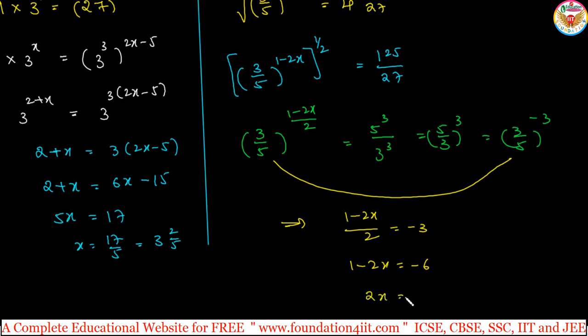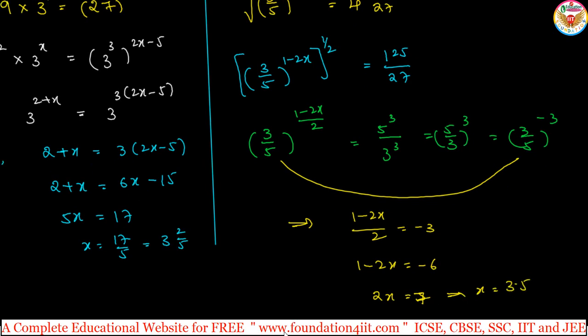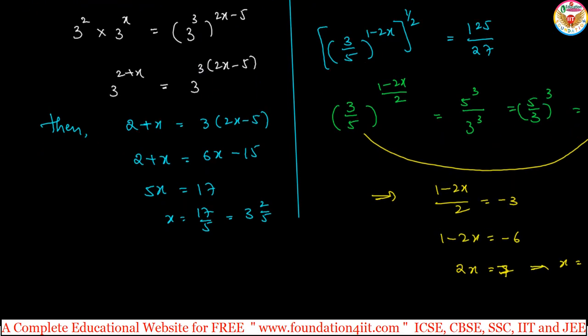Then 2x take right side, minus 6 other side. So it's minus 6 minus 1, that is minus 7. That means x is equal to 7 by 2. It's 3.5. Okay. So this is one type of solving. Continue with one more sum.